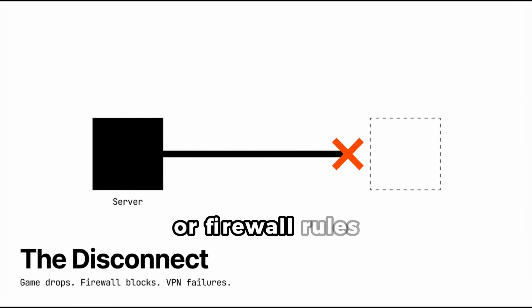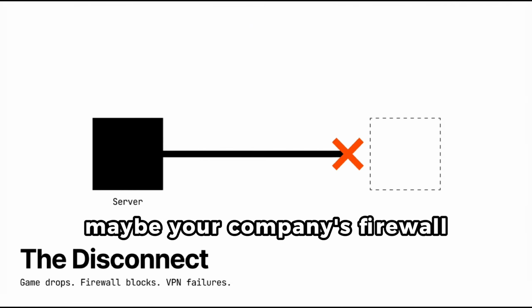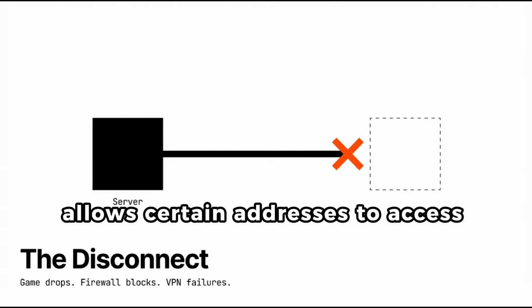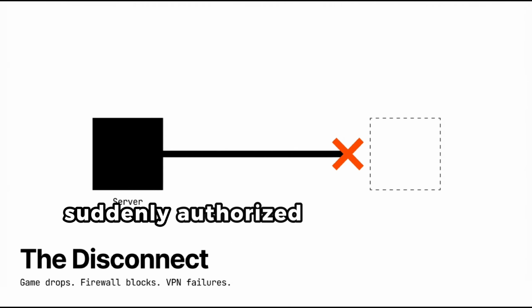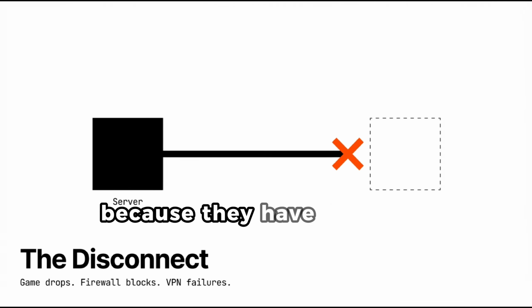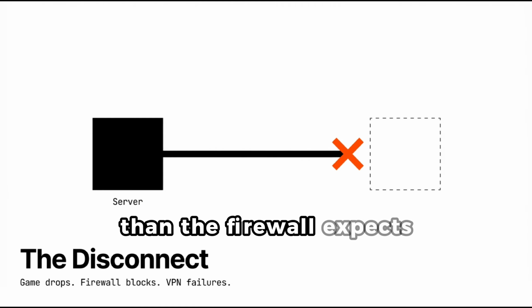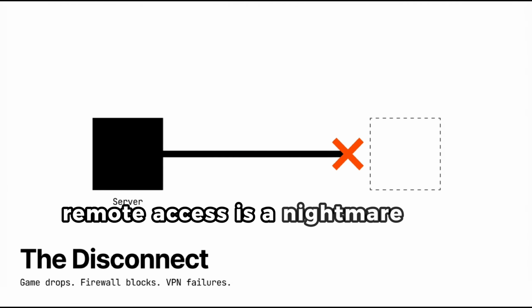Or firewall rules. Maybe your company's firewall allows certain addresses to access certain servers. But if those addresses keep drifting, suddenly authorized devices can't connect because they have different addresses than the firewall expects. Remote access is a nightmare with drift.